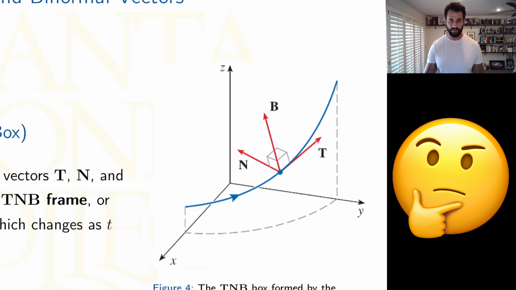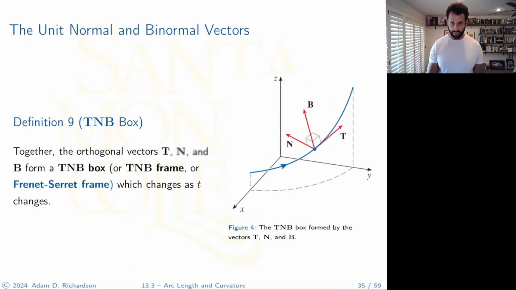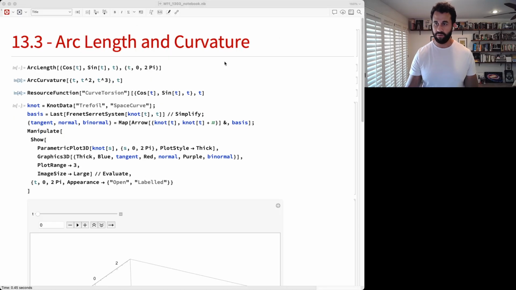All right, here we go. Okay, so what I want to do is just show you what this TNB box looks like as it moves around a particular curve. So let me switch over to Mathematica here. We're going to come back and use these other commands in just a minute, but really this is the code that I wanted to look at.